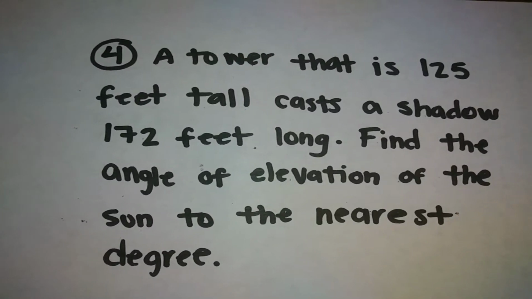All right, welcome back. So this one is very similar to number 3. So let's go ahead and read it. A tower that is 125 feet tall casts a shadow 172 feet long. Find the angle of elevation of the sun to the nearest degree. So let's go ahead and do that.